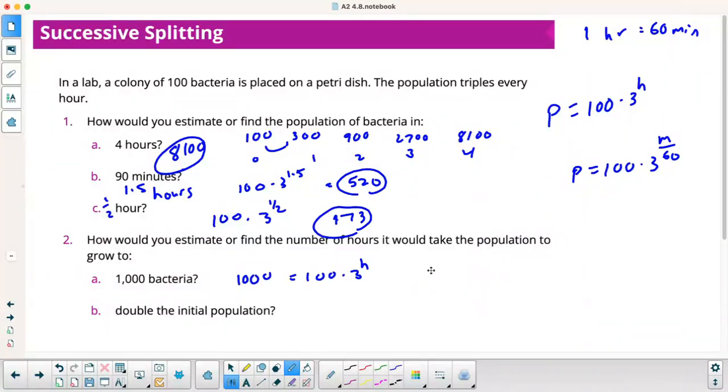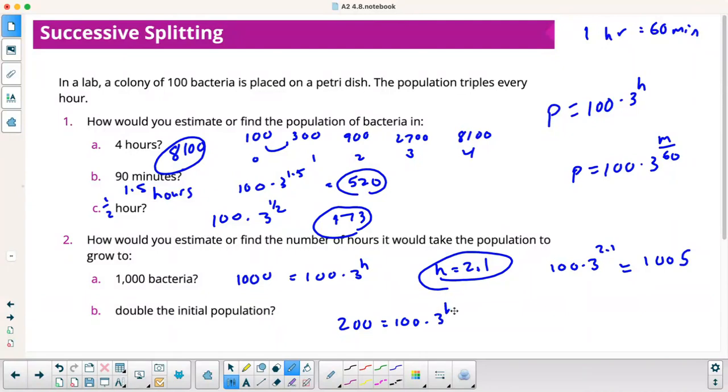2.1, pretty close. How did I get that? I plugged in 100 times 3 to the 2.1, and that gave me 1,005. Pretty close. Now, double the initial population. So I want to get to 200. So I want 200 to equal 100 times 3 to the H.